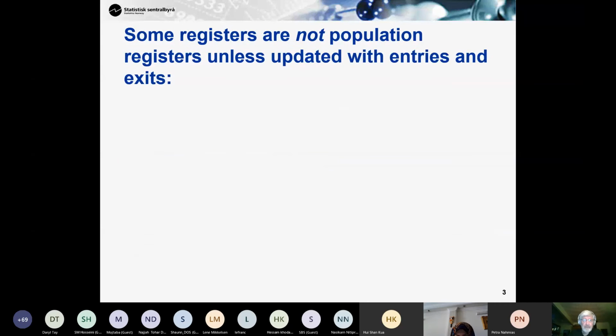So there are some registers in some countries that are called population registers, but they are not really registers unless they are updated with entries and exits, such as a civil register of births. If all new births are added, then after 100 years, we would have covered all births in the country. But unless you mark each person in that register with when the person dies or leaves the country, the population will just keep growing and never decline.